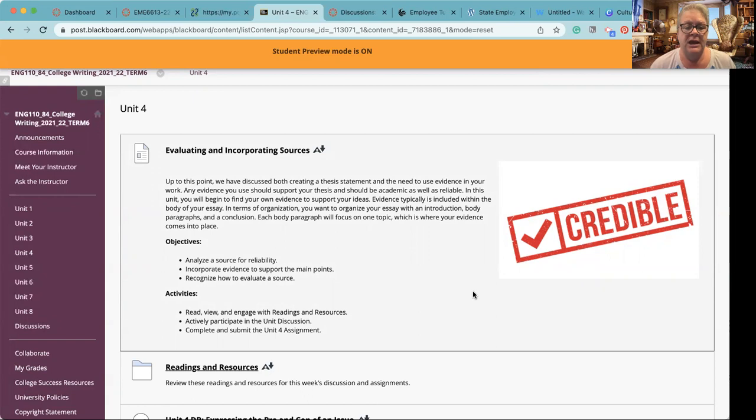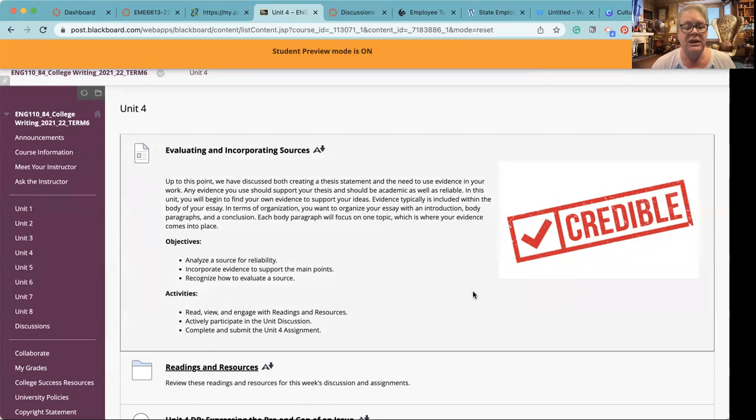So this time out, you're going to be finding your own sources using the post-university library system. So you're going to be analyzing your sources for reliability. You're going to be incorporating evidence to support your main points. And of course, recognizing how we evaluate sources. So what do we know? What do we need to know in order to understand whether or not a source is reliable?